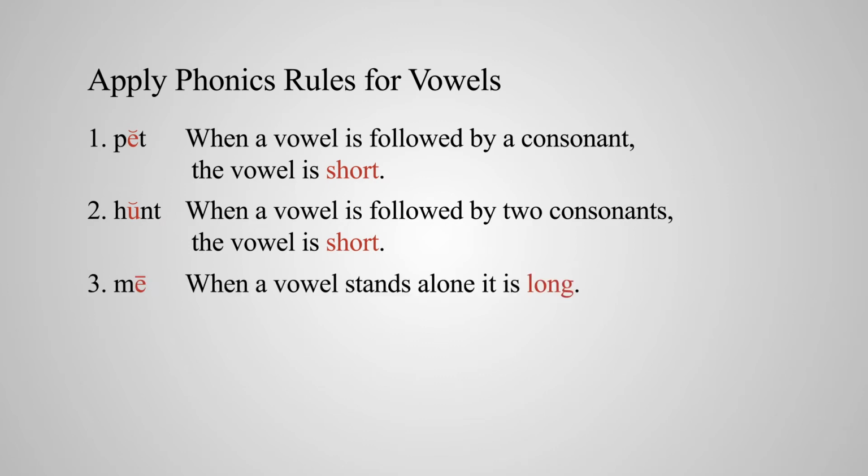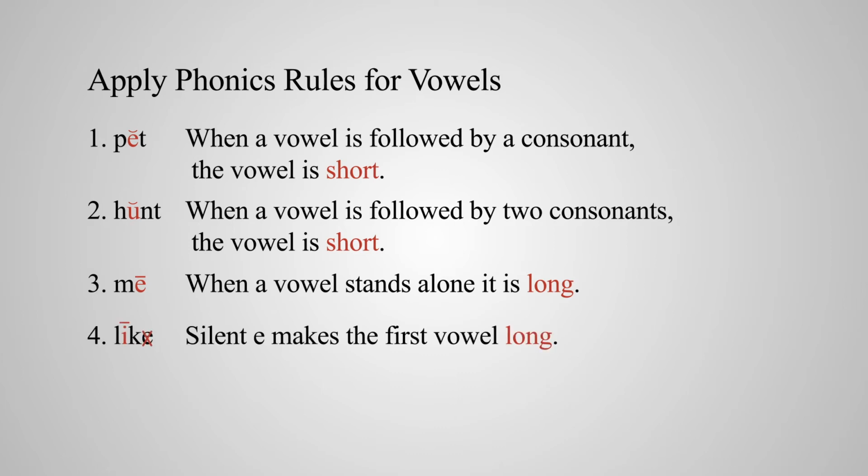The third phonetic rule, me. When a vowel stands alone, it is long. Here we have the word or syllable, as the case may be, me. E, the vowel, has nothing behind it. That's the end of that. So therefore it is long. And we sound it out like this. E, then we add the M, me.